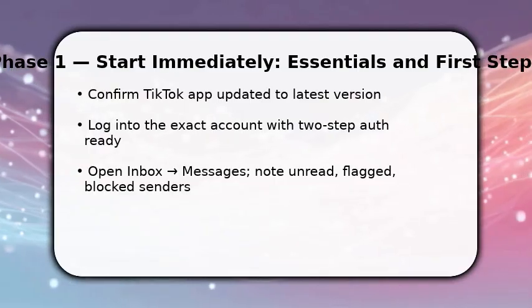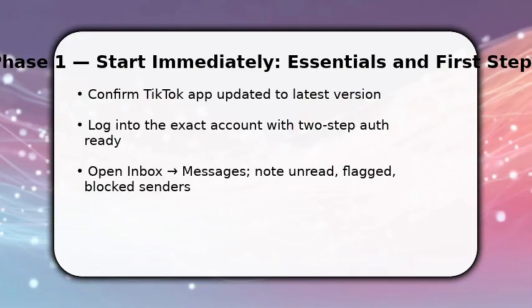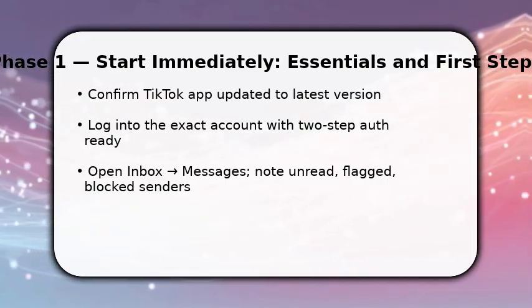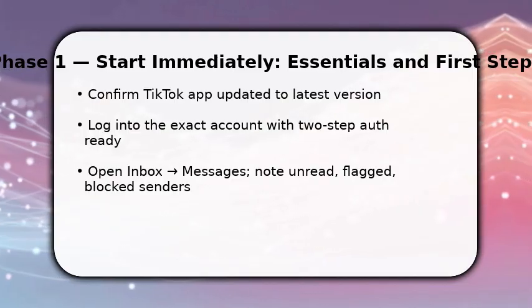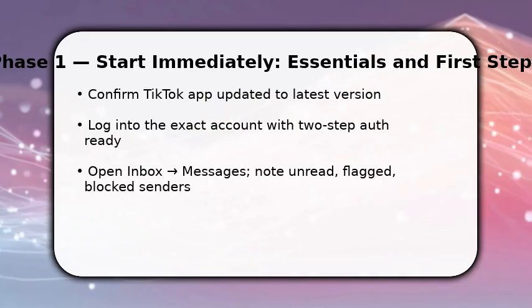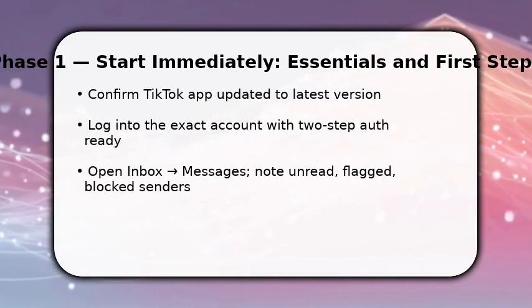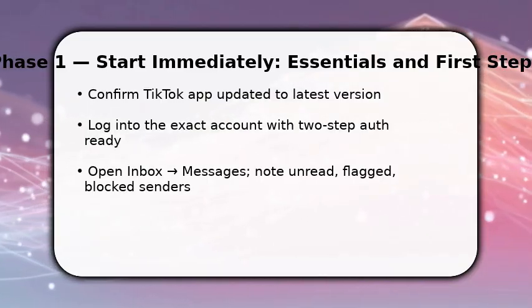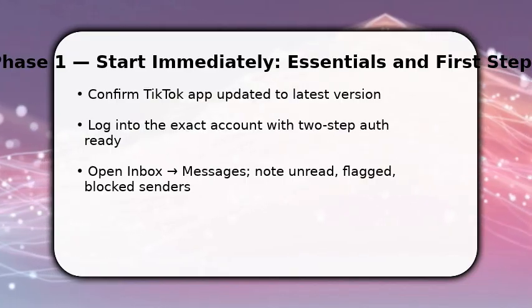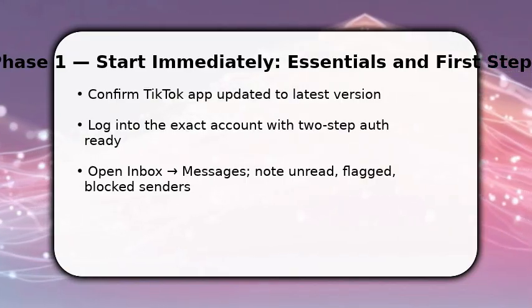You start by ensuring the TikTok app is updated and you are logged into the exact account that needs repair. Next, open Inbox and tap Messages so you can see unread, flagged, or blocked senders. This context matters. Once done, make sure two-step authentication is accessible because account security can hide or restrict message features. Now proceed to the first actionable step.